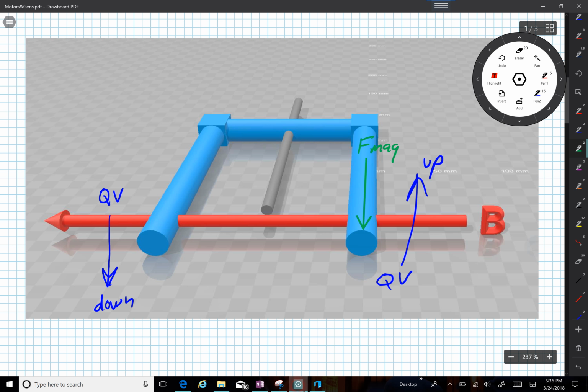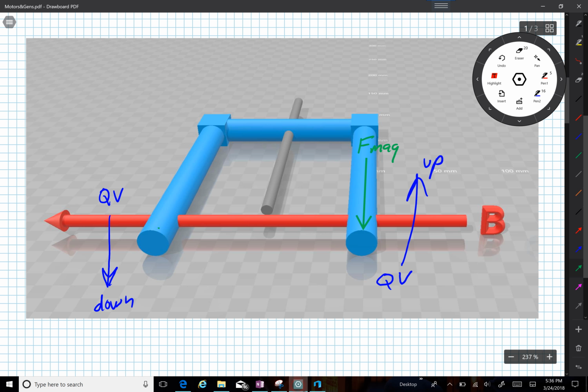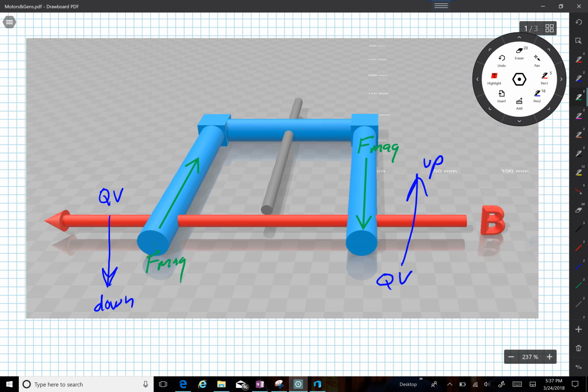Conversely, on this side, I have my QV is down. Point your right hand fingers down. The B field is pointing to the left. And if I do that correctly, I'm going to see that I get a force into the page. This is F magnetic. F magnetic is into the page here, and that's along the wire loop.